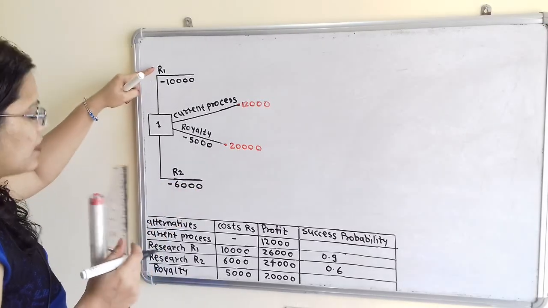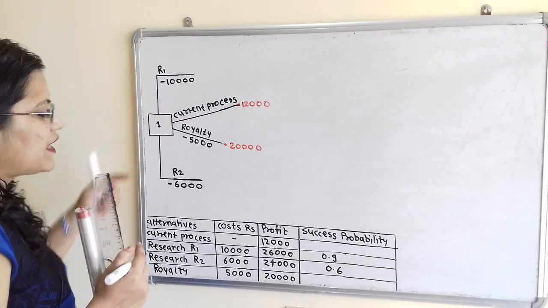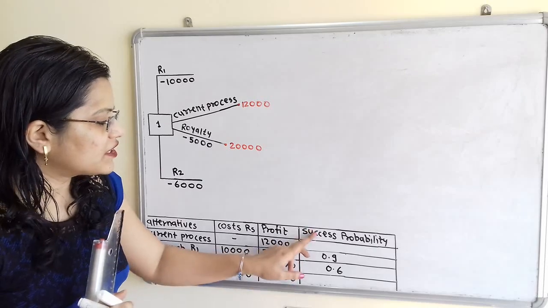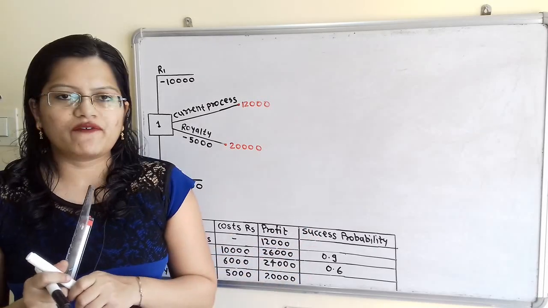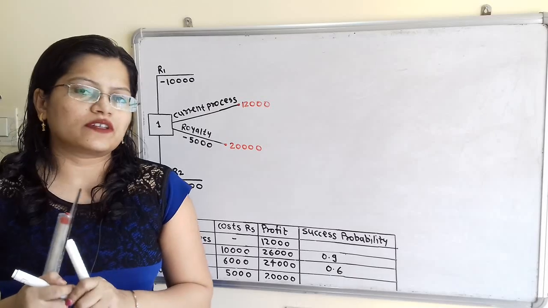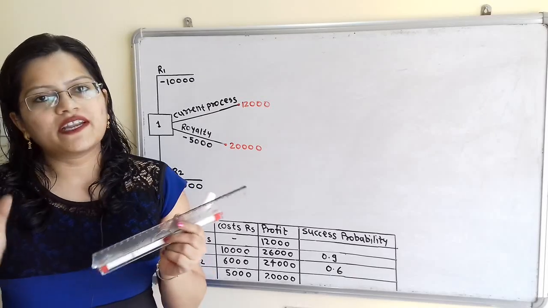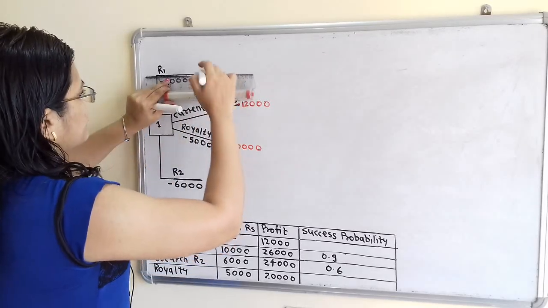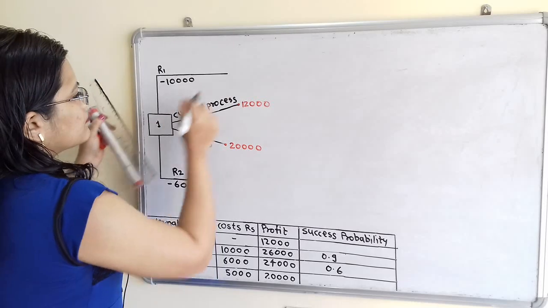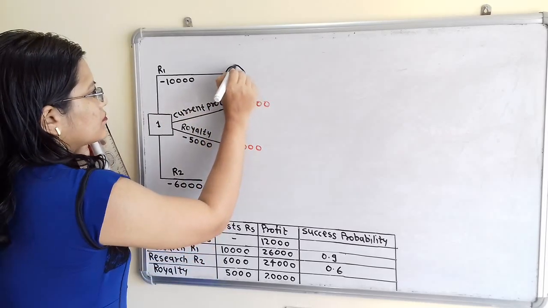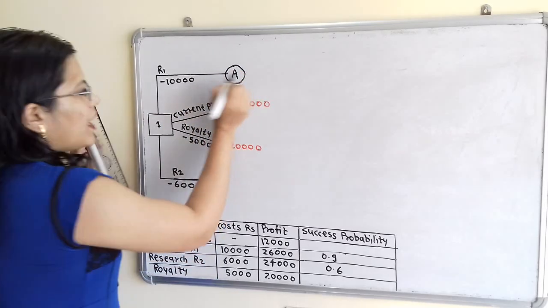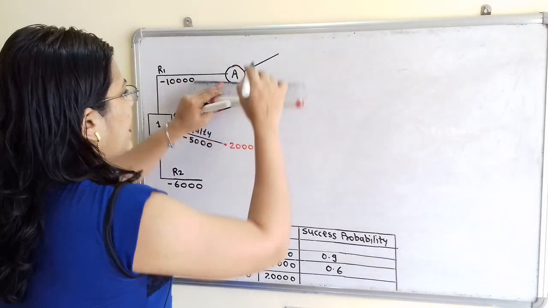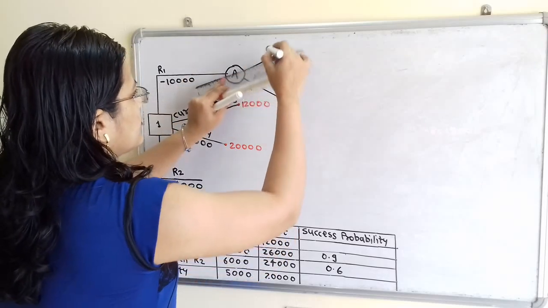Now for these two options, R1 and R2, there are two chances of occurrence, that is this research will succeed or this research will fail. These two chances of occurrence we have to show with the event node. So I will draw here the event node. This will be our first event, so I will show it with A. Now for this event node, there are two chances, so we have to show two branches.